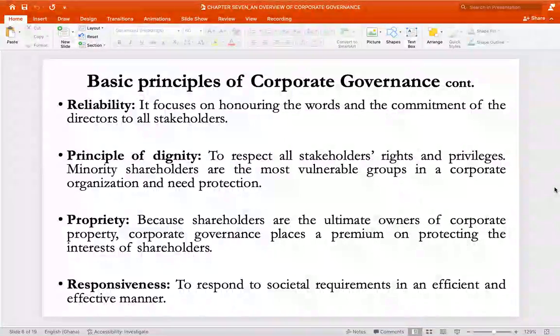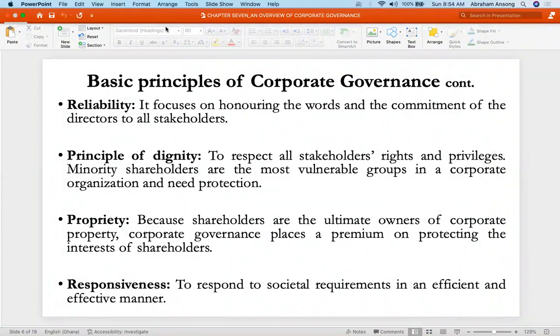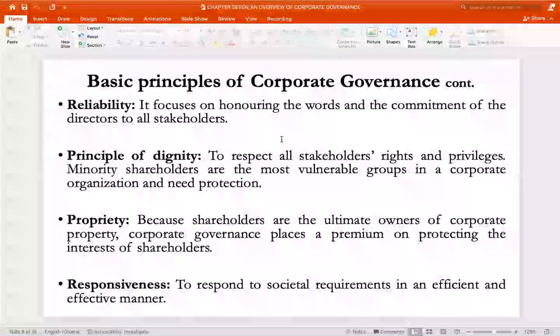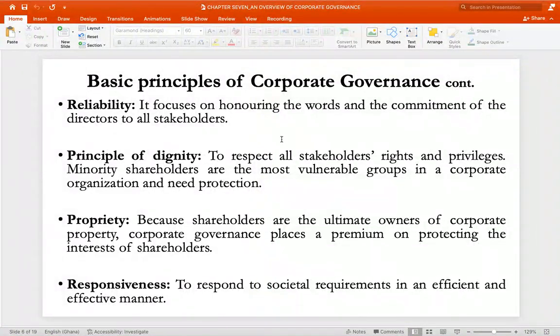Then there is the principle of reliability, coming from the same discussion. It focuses on honoring the words and commitment of directors to all stakeholders. Okay. So we're not talking much about directors, but they play a key role in ensuring proper corporate governance, because as I've just explained, the shareholders, or loosely called the owners of the company, will not be there all the time. They don't have the expertise, and so they rely on you, the director. So it's important that you are reliable. Whatever information you give should be accurate, because they are largely dependent on what you say.